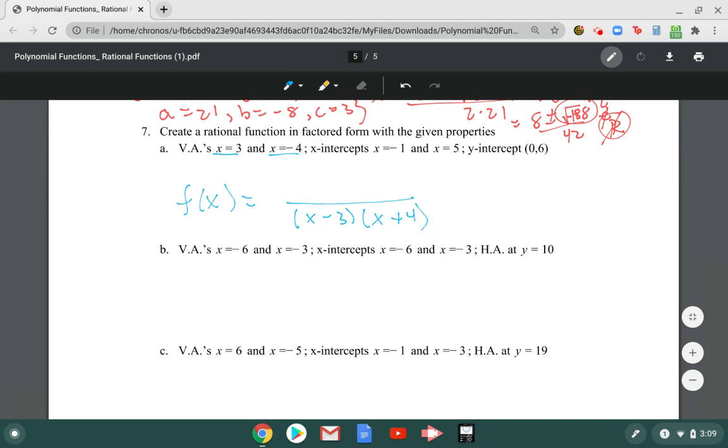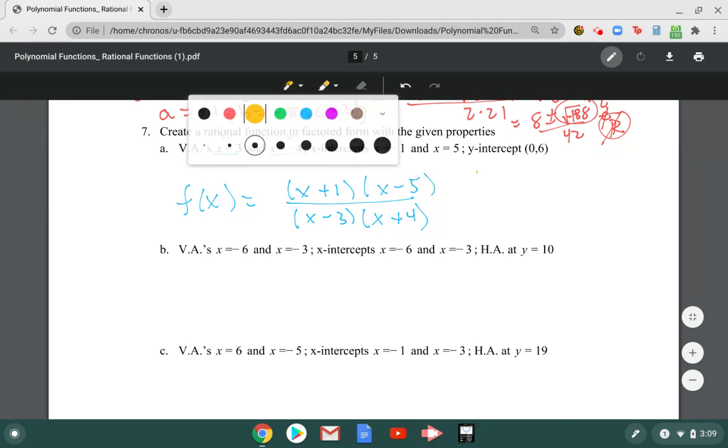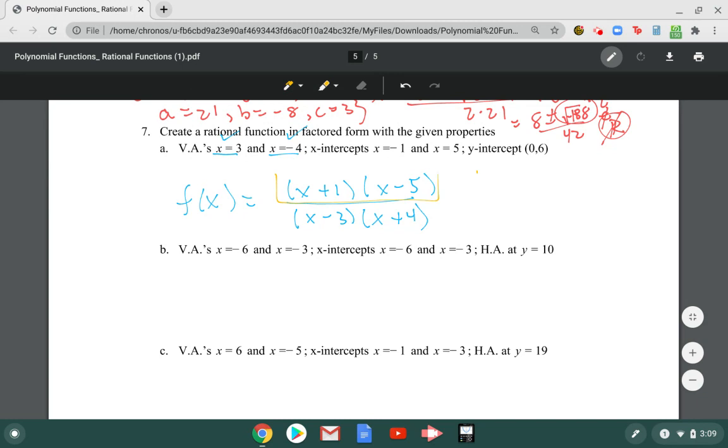Okay, so far so good. So check, check. An x-intercept of negative 1, that comes from the numerator. So this is going to be an x plus 1 and an x minus 5. Let me put those in yellow. These come from my x-intercepts. And a y-intercept of (0, 6).